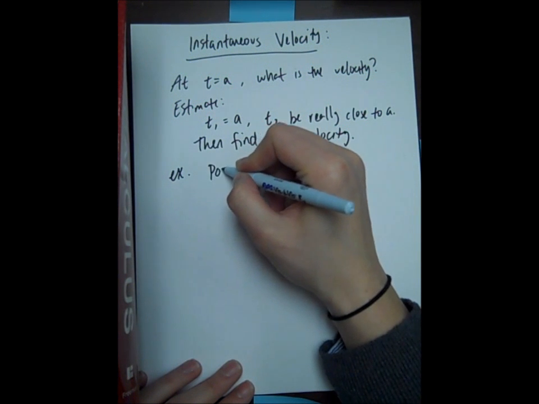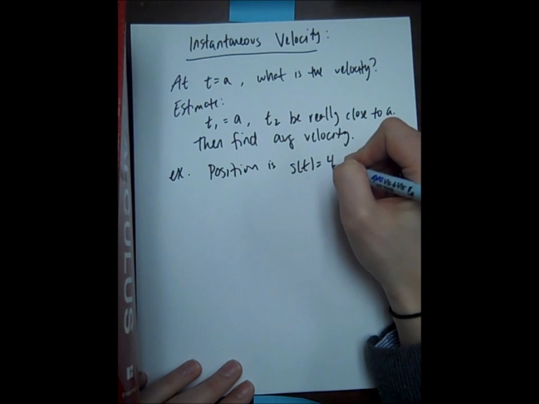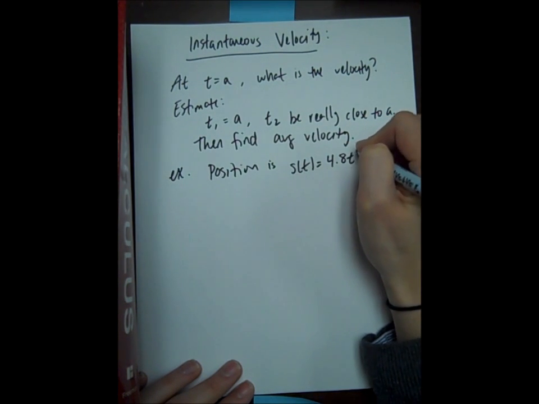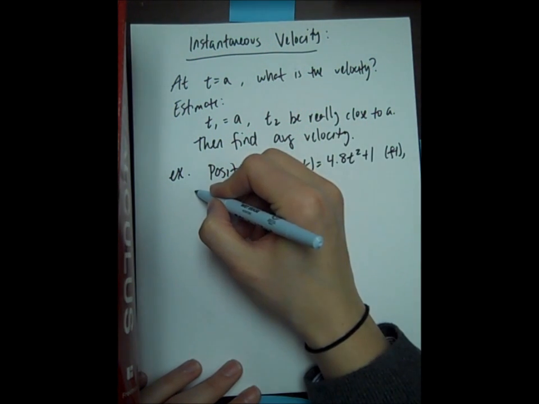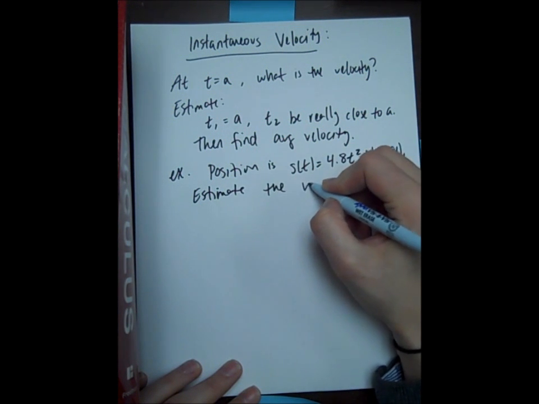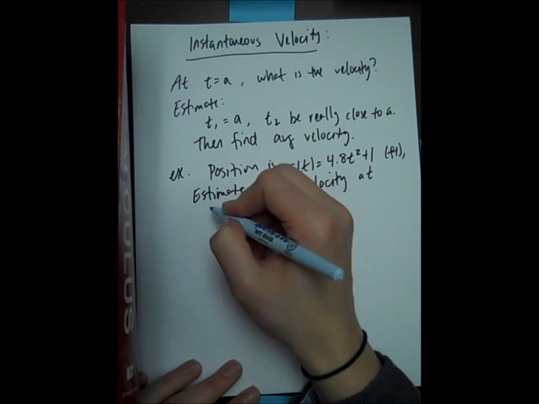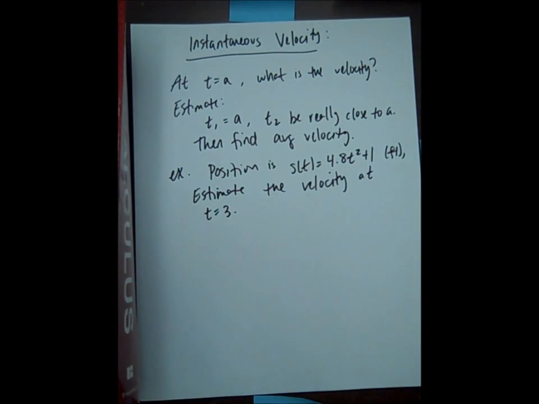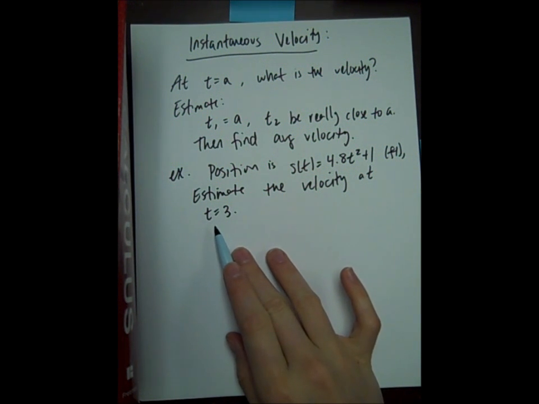So let's do an example here. Let's say position is given by S of t equals 4.8 t squared plus 1, and this is measured in feet. And I want to estimate the instantaneous velocity, which I'm just going to say the velocity, at t equals 3. So this is not asking for average velocity. For average velocity, they would give you two time numbers. Here they didn't, they just gave me one.